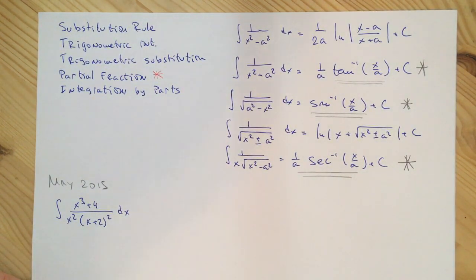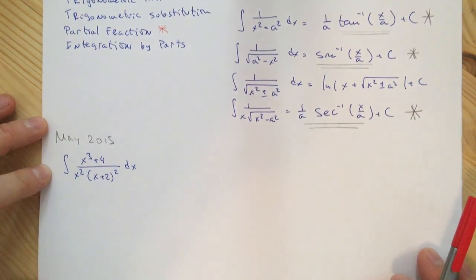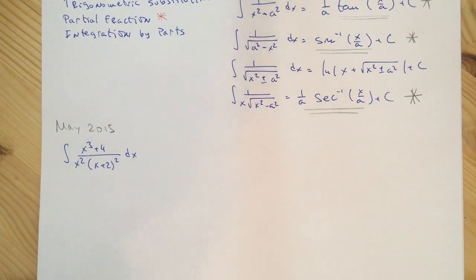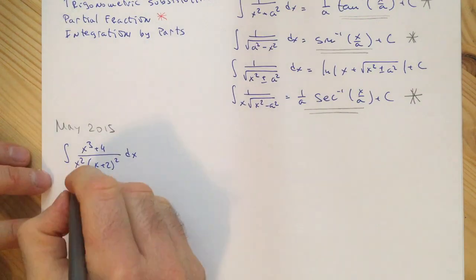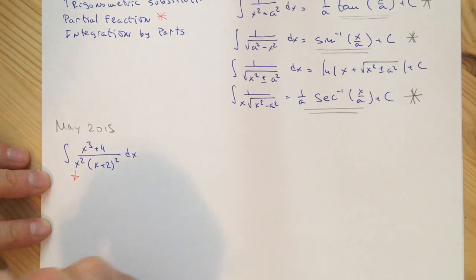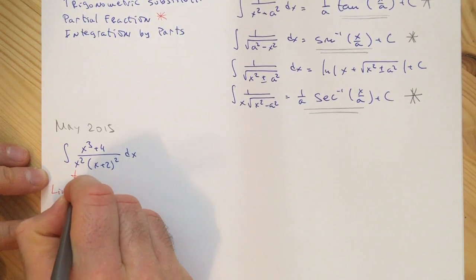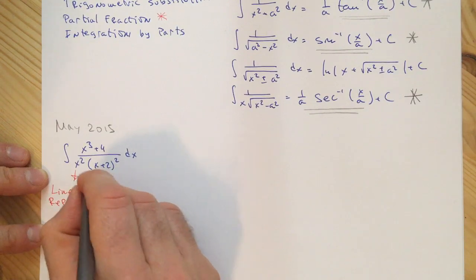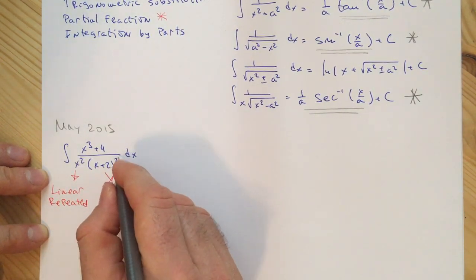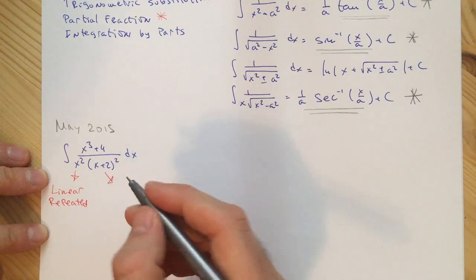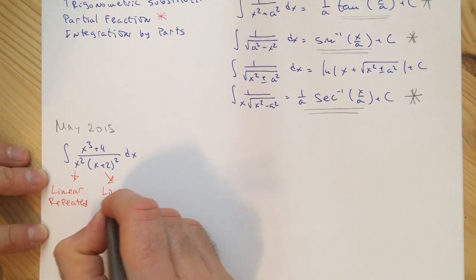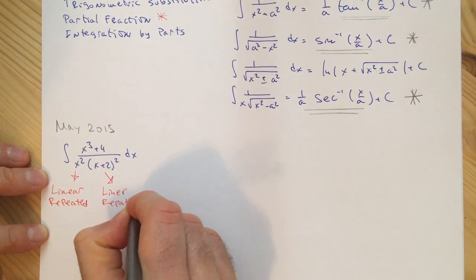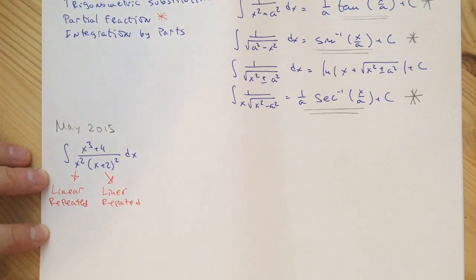Okay, once you have decided that the next step is partial fraction, you have to look at the denominator and make sure what kind of factors you're dealing with. So we're going to observe x squared as a linear factor repeated, and x plus 2 is also a linear factor, but it's raised to power 2, so it's multiplied by itself, which means it's repeated. So again, linear repeated. And this will help us do the partial fraction.